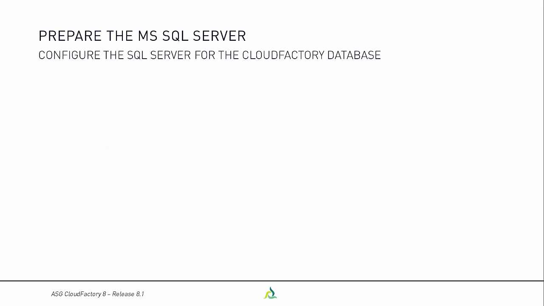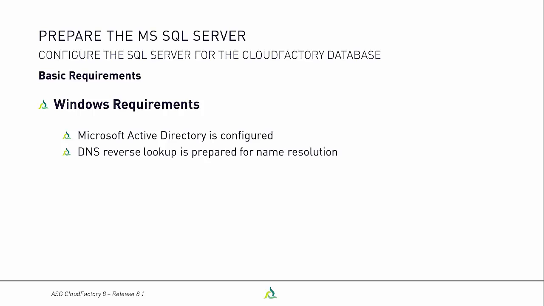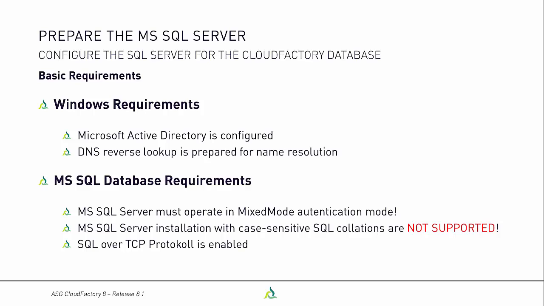Configure the SQL Server for Cloud Factory database. Basic requirements. Windows requirements are Cloud Factory and its administrative console require a configured Active Directory for authentication. In addition, a DNS with reverse lookup for name resolution is required. Microsoft SQL database requirements are the SQL Server must be enabled to operate the so-called mixed mode authentication mode. Please note that the SQL Server instances are case sensitive and SQL collations are not always supported. Please ensure that SQL over TCP is enabled.